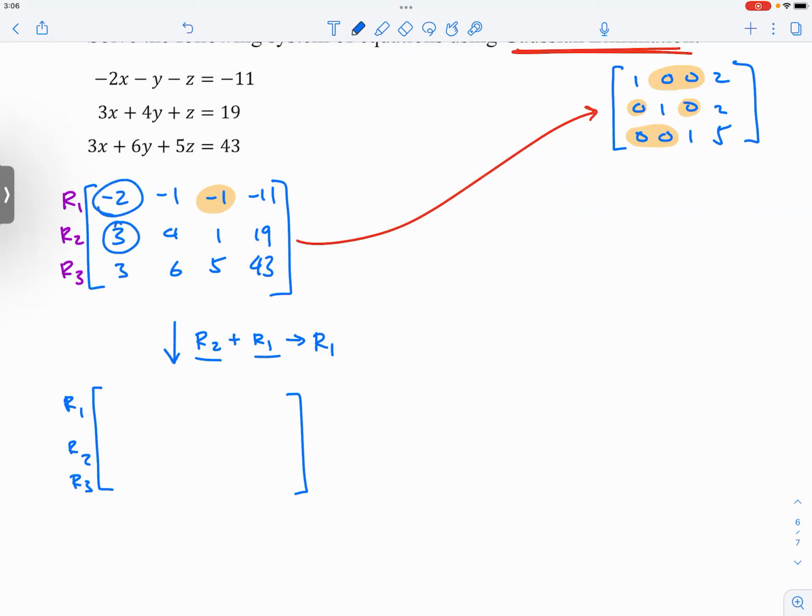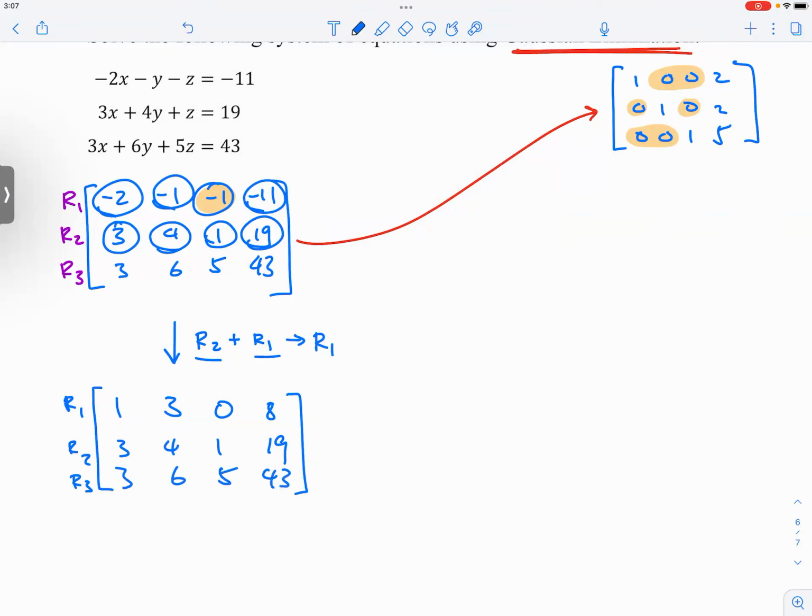So 3 plus -2, it's 1. 4 plus -1 is 3. 1 plus -1 is 0. And then 19 plus -11 is 8. Okay, so we're like, oh yeah, good. And everything else will be the same. We didn't change it. Right, so we're like, hey, that's great, right? We have some zeros here. So this is the first 0 that we got here.